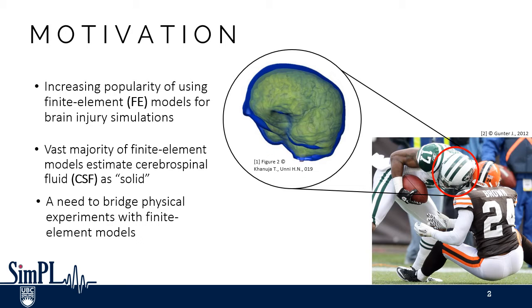Currently, a large portion of the advancements in traumatic brain injury research is driven by finite element models. However, most of the models do not accurately represent the cerebrospinal fluid, or CSF, as a fluid. This inaccuracy contributes to the lack of understanding of the effects CSF has on brain tissue deformation during concussion.